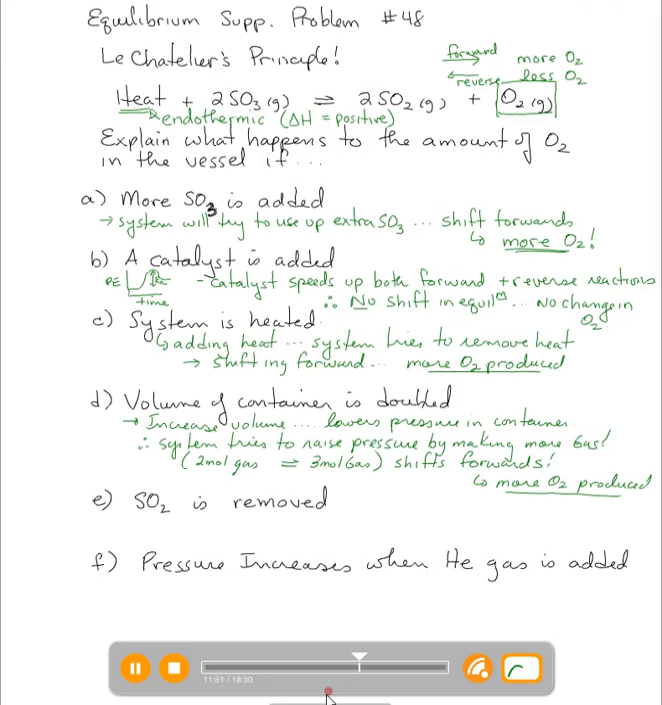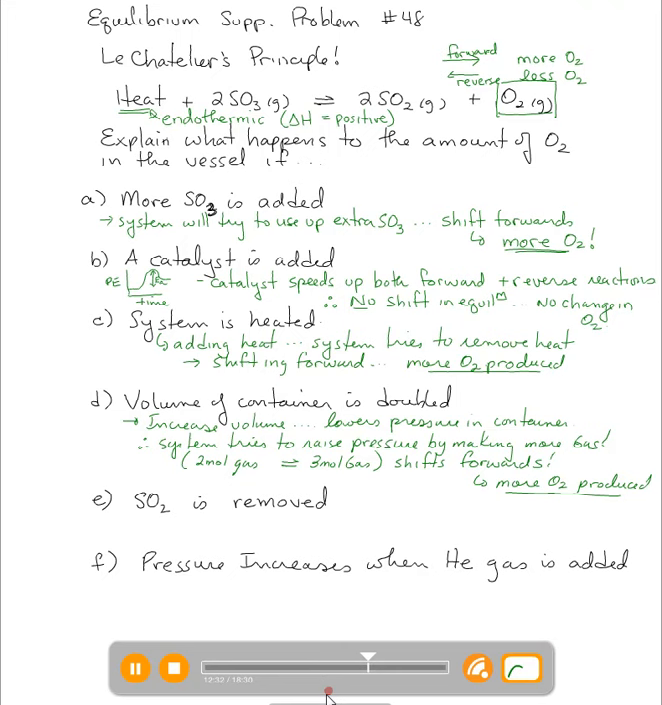Now if you're thinking about that, you might be wondering, what if the number of moles of gas were the same on each side of the equation? Suppose there had been 2 moles on the left and 2 moles on the right. Well, in that situation, although the system would like to raise pressure by shifting, it couldn't. It couldn't raise pressure by shifting because there's no difference in the number of moles from the left to the right. So there would be no shift and therefore no change in the oxygen. Okay, so if there's the same number of moles of gas on each side, changing the volume of the container actually has no effect on the equilibrium.